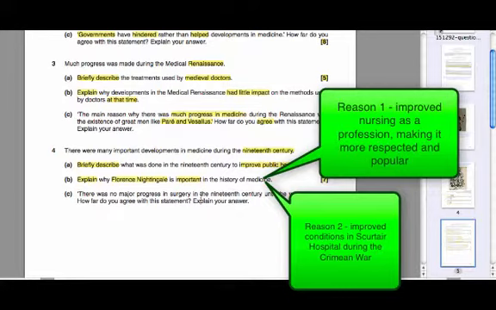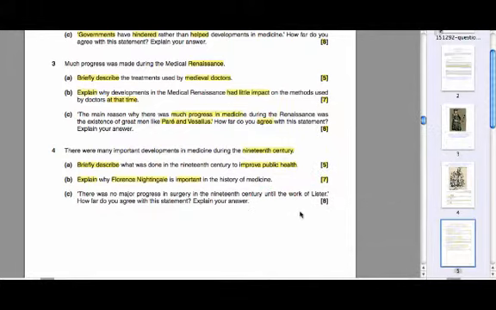And then finally we come to question 4C, which again we remember from question 2 and question 3 is a comparison question. Anytime you see an 8-mark question on paper 1, it's a comparison question and it's just about finding out what you need to compare. So let's read the question. There was no major progress in surgery in the 19th century until the work of Lister. How far do you agree with this statement?